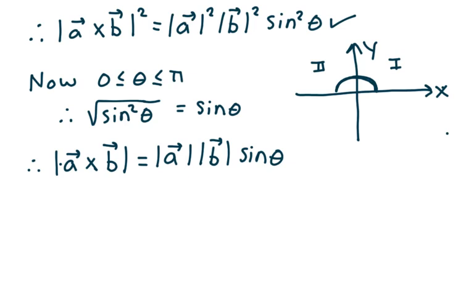And so if I take the square root of both sides, that tells me the magnitude of A cross B is the magnitude of A times the magnitude of B times sine of theta. And that completes the proof.